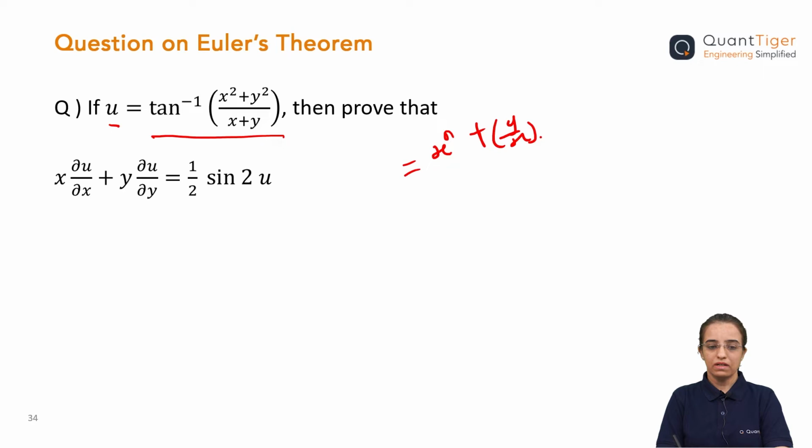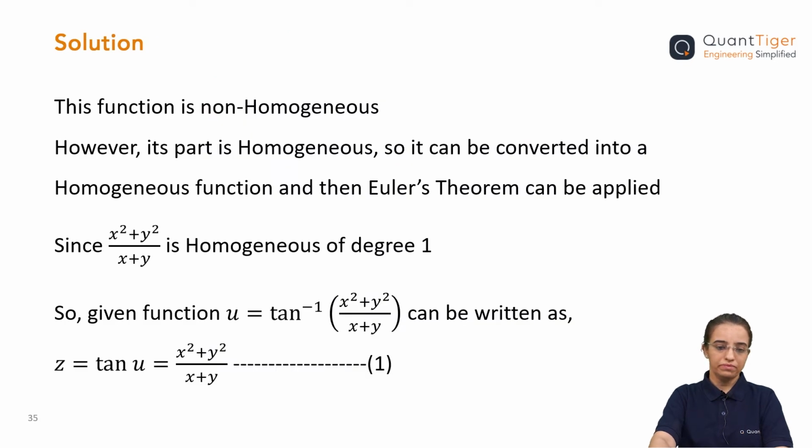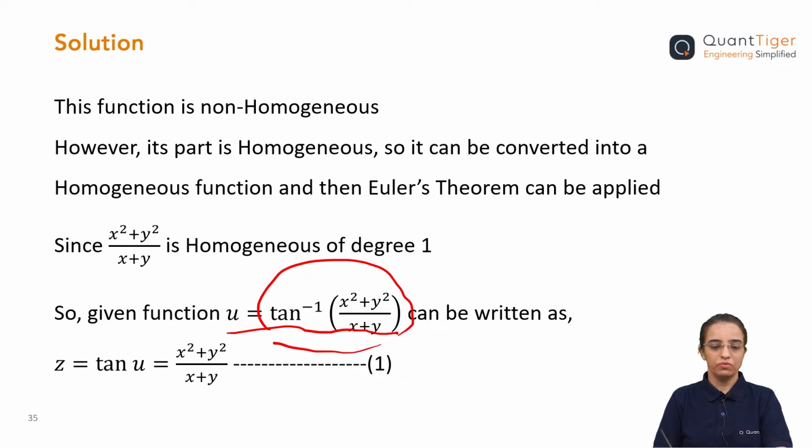So if you take the highest power of x, we can take it out common. But here we have the tan inverse function, and that is not under consideration. Tan inverse is something which we don't want. So we can shift it to the left hand side, and then it will become something like this. So this was our given function, u is equal to tan inverse of this one. This whole function, if you consider it together, is not homogeneous.